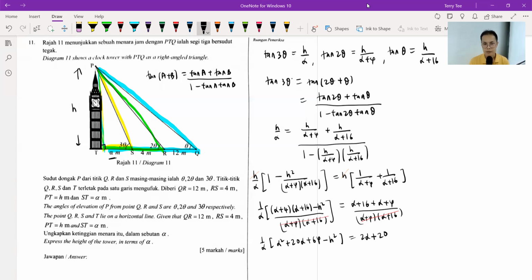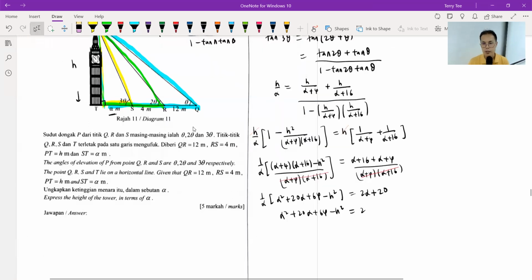Okay, let's multiply the alpha over. This is alpha squared plus 20 alpha plus 64 minus h squared. Let me move this up. And this is now 2 alpha squared plus 20 alpha. Now, good news again, we can cancel this 20, right? Since I'm finding h, height of the tower, in terms of alpha, maybe I do a bit slower. Okay, let me write one more step for you.